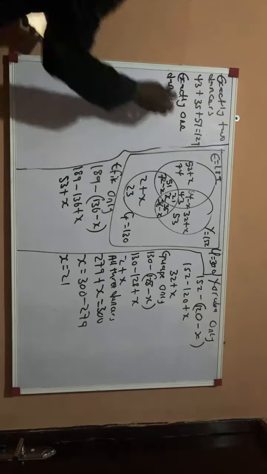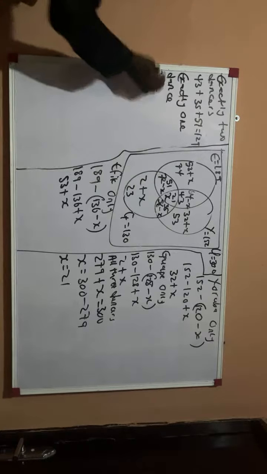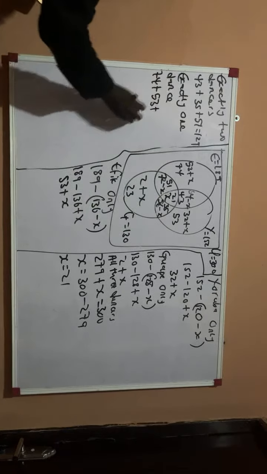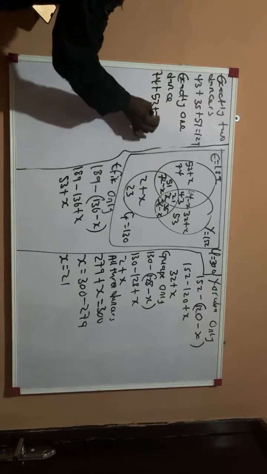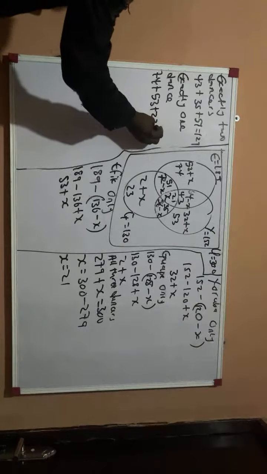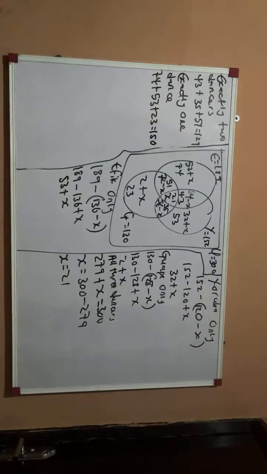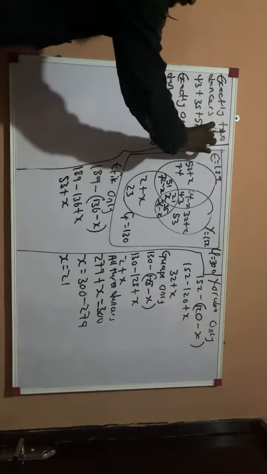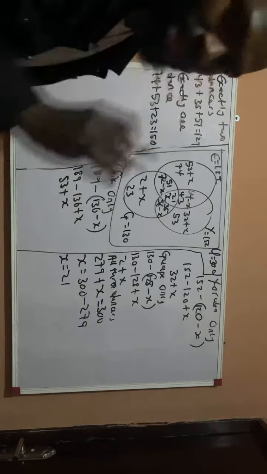Because 74 plus 53 plus 23. Now, 74 plus 53 plus 23 will give us 150. So it means 150 viewers love exactly one dance. 129 love exactly 2 dances.